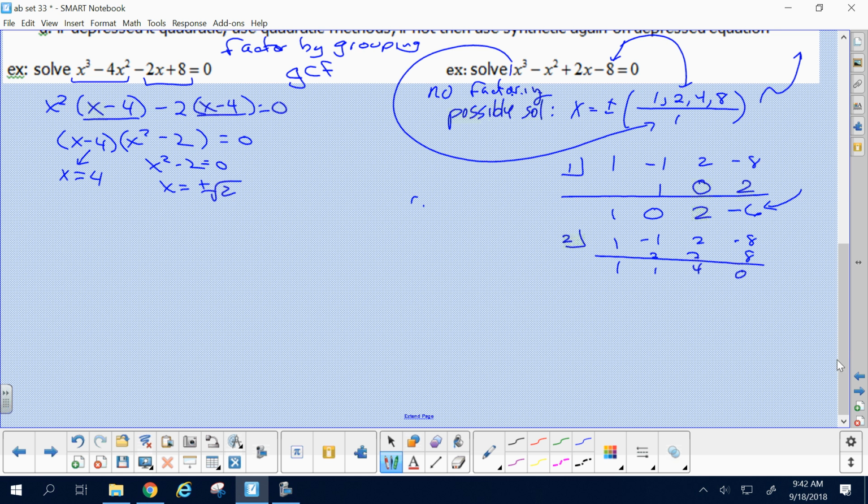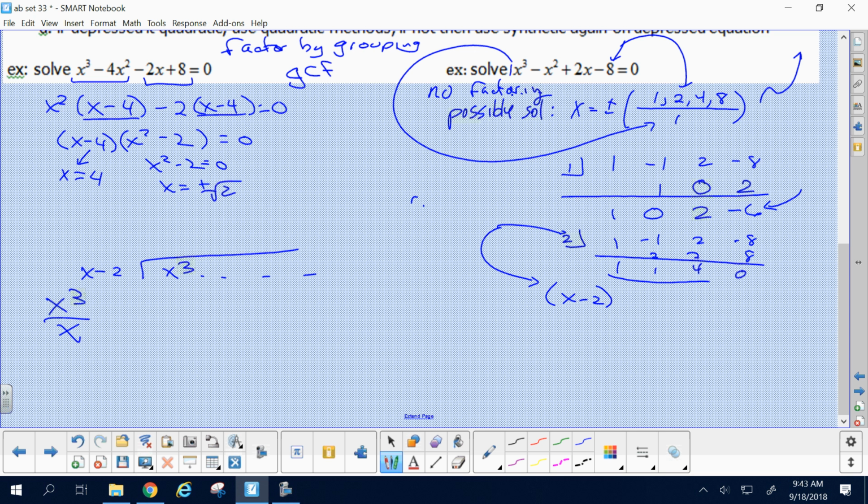What I just did is, when I divided this by 2, I really just divided by x minus 2. So I took that cube and divided it by x minus 2. And when I divide x cubed by an x, I get what degree? What's x divided into x cubed? X squared. The result, which is right here, is called the depressed equation, or a lesser degree equation.